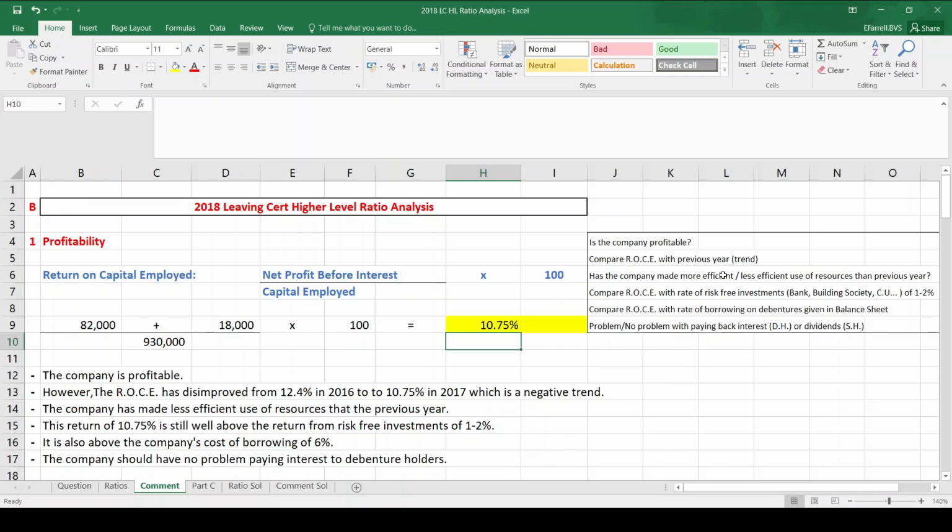Now, again, I have questions that I use here to help guide my answers, so I'm just going to try and answer these questions here. But first of all, the company is profitable. It's 10.75%. If it's making over 7, 8, 9%, I suppose the company is profitable. However, there are three things I would always compare it to: compare it to the previous year, compare it to the rate of return on risk-free investments, banks, building societies and credit unions, and compare it to the rate of borrowing on debentures. And we'll talk about those three things in a minute.